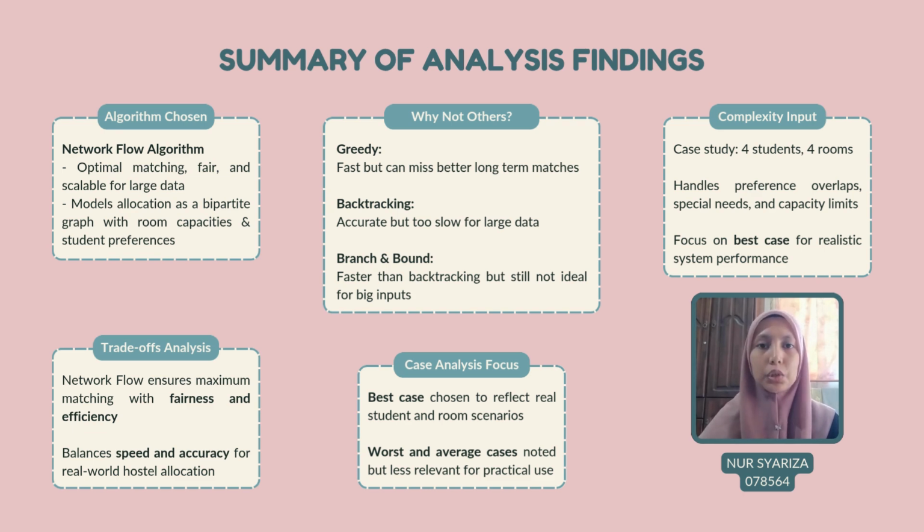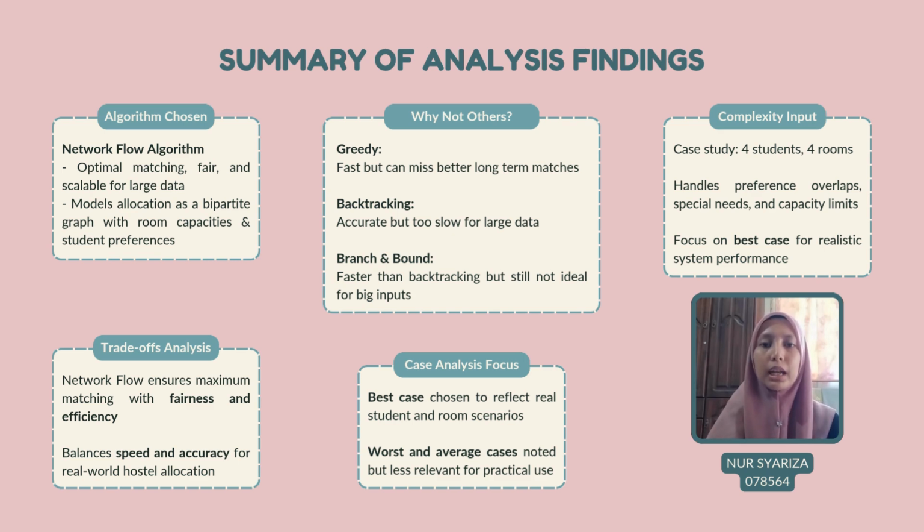And next is trade-off analysis. We chose network flow because it gives the best balance between speed and accuracy. It ensures maximum matching while respecting fairness and constraints. So in our case, it handles the student preferences perfectly with efficient results.